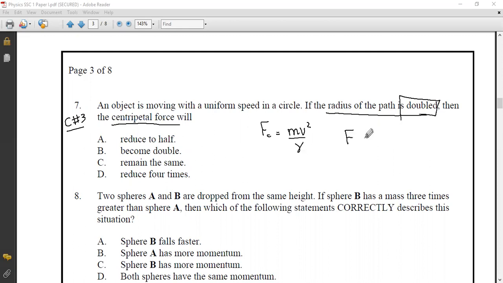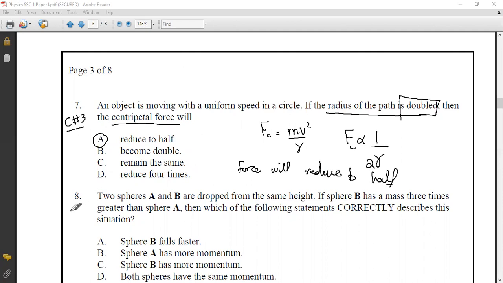As we know, this centripetal force is inversely proportional to the radius of the circular path. This means that increasing the radius will reduce the force. So doubling the radius of the circular path means our force will reduce to half. Force will reduce to half. So we have the correct answer, that is option A for question number 7.